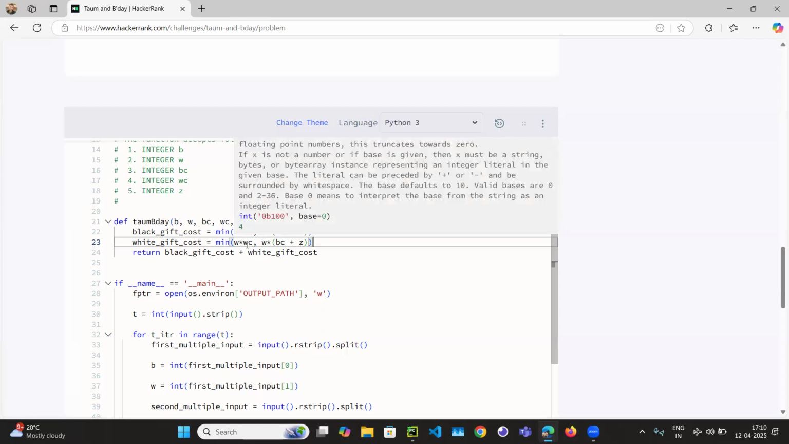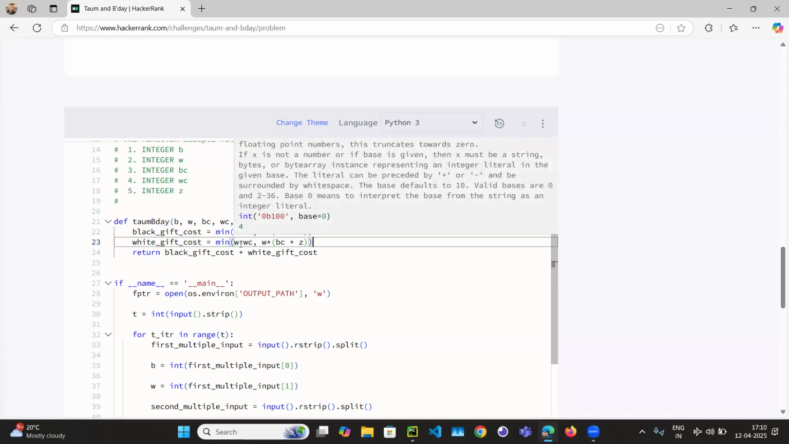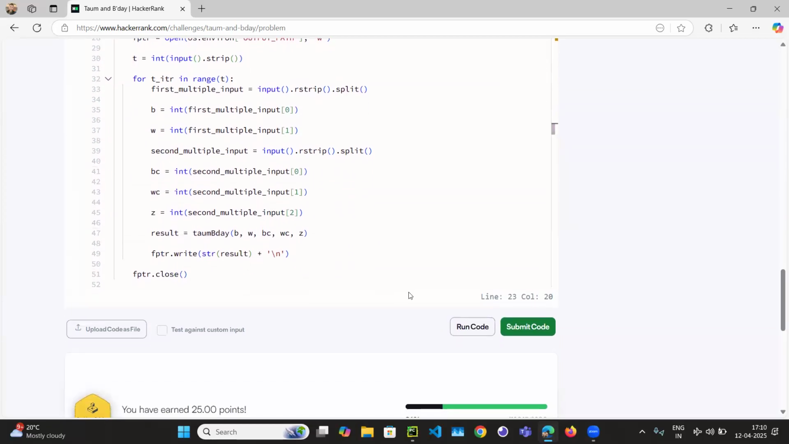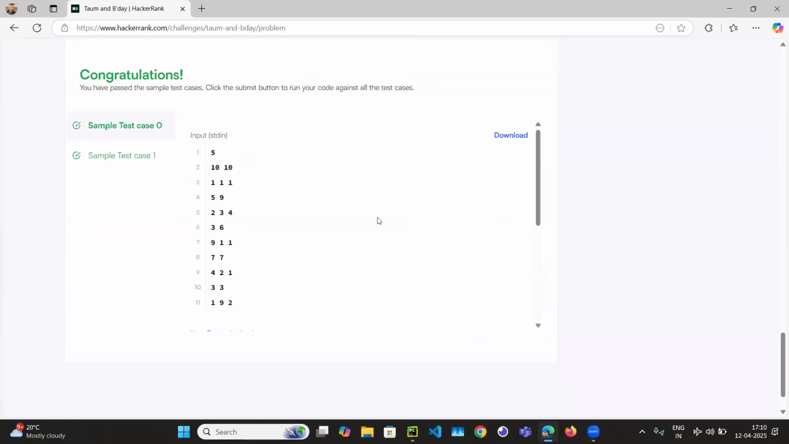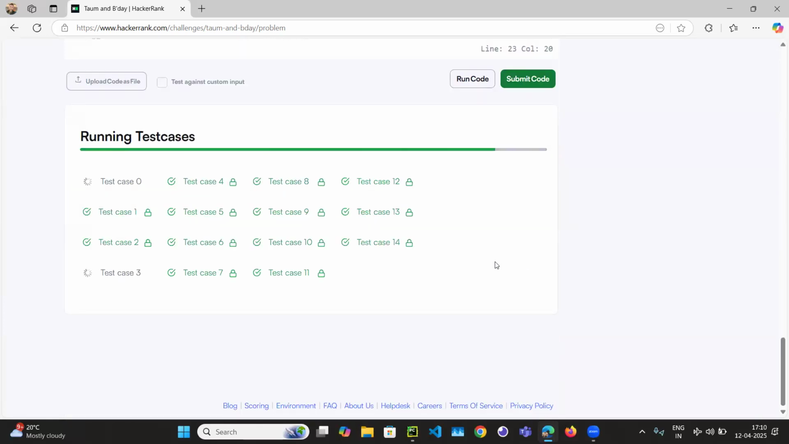Similarly, you will say, if I take just the white boxes, I have to pay 30 rupees. If I convert to the black boxes, I am paying 40 rupees. So I am not doing the conversion for the white boxes, right? Now you will get the minimum here and the minimum here, then just add and return it. Let's try to run that. So the sample test case has been passed. Let's try to submit the code to test all the test cases. So all the test cases work fine.